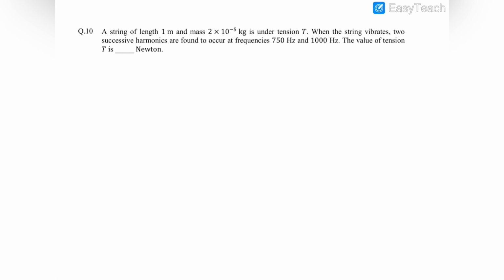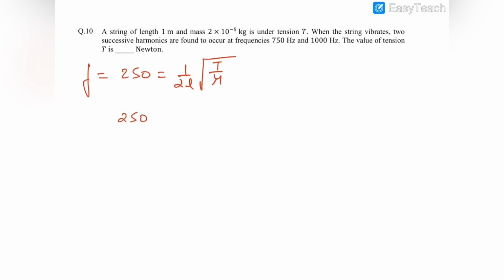so we know that when the string is connected from both ends, then all the harmonics are observed in it, and therefore the difference of frequency of two consecutive harmonics would be the fundamental harmonic, and therefore we can say that the fundamental harmonic would be 250, which is the difference between 1000 and 750. So it would be equal to 1 by 2L under root T by mu.